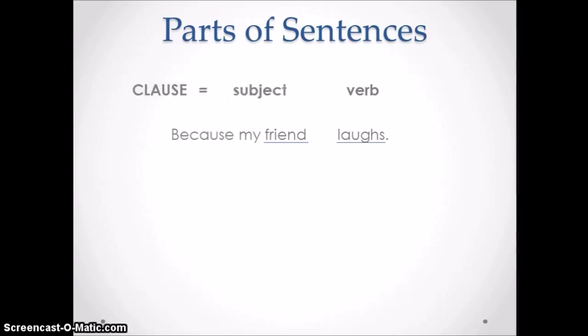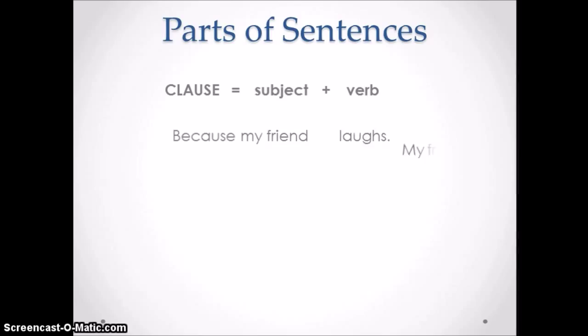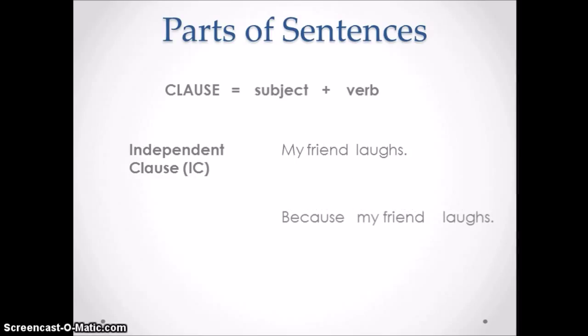A subject and verb unit is called a clause, and there are two kinds of clauses. Independent, meaning it stands on its own and makes a complete thought, and dependent, meaning it needs to be with an independent clause in order to be part of a sentence. This one word, because, destabilizes the entire clause and turns it from a sentence into a grammatical error we call a fragment. We'll talk about those some more in a few minutes.